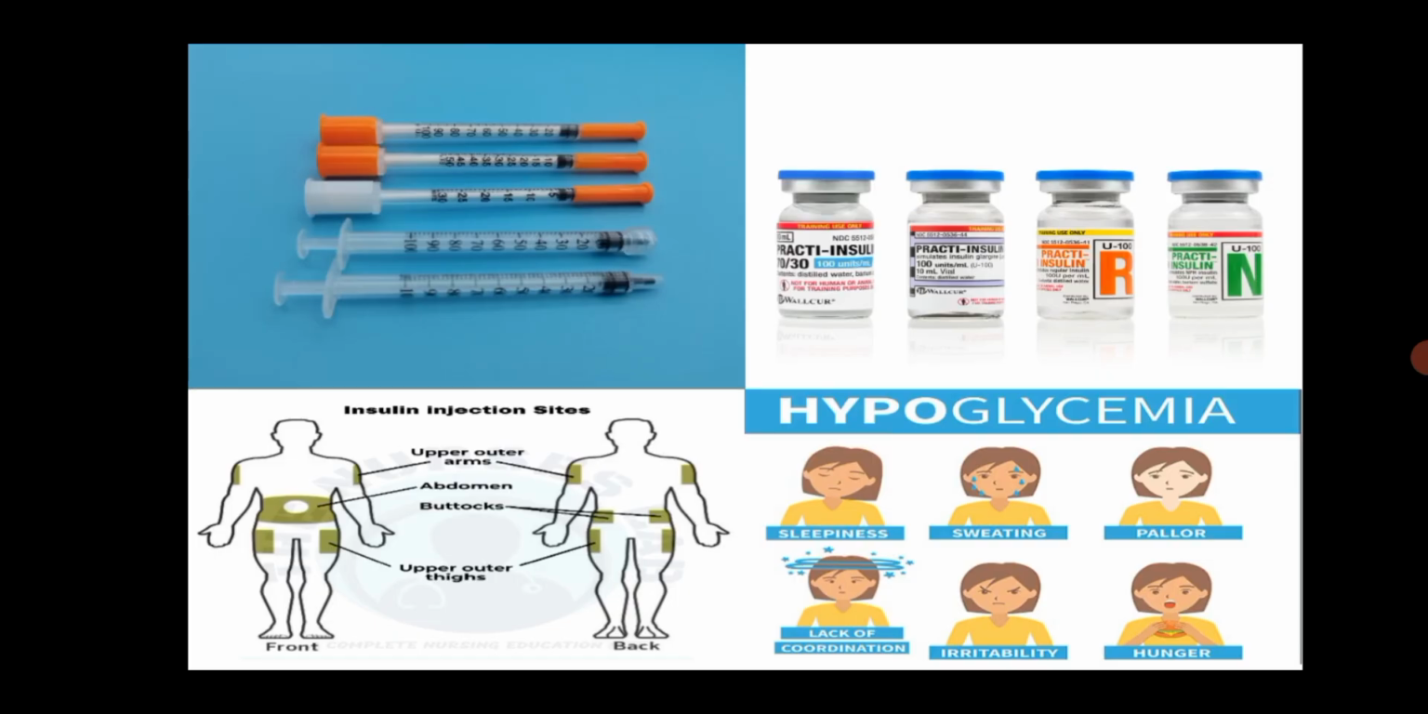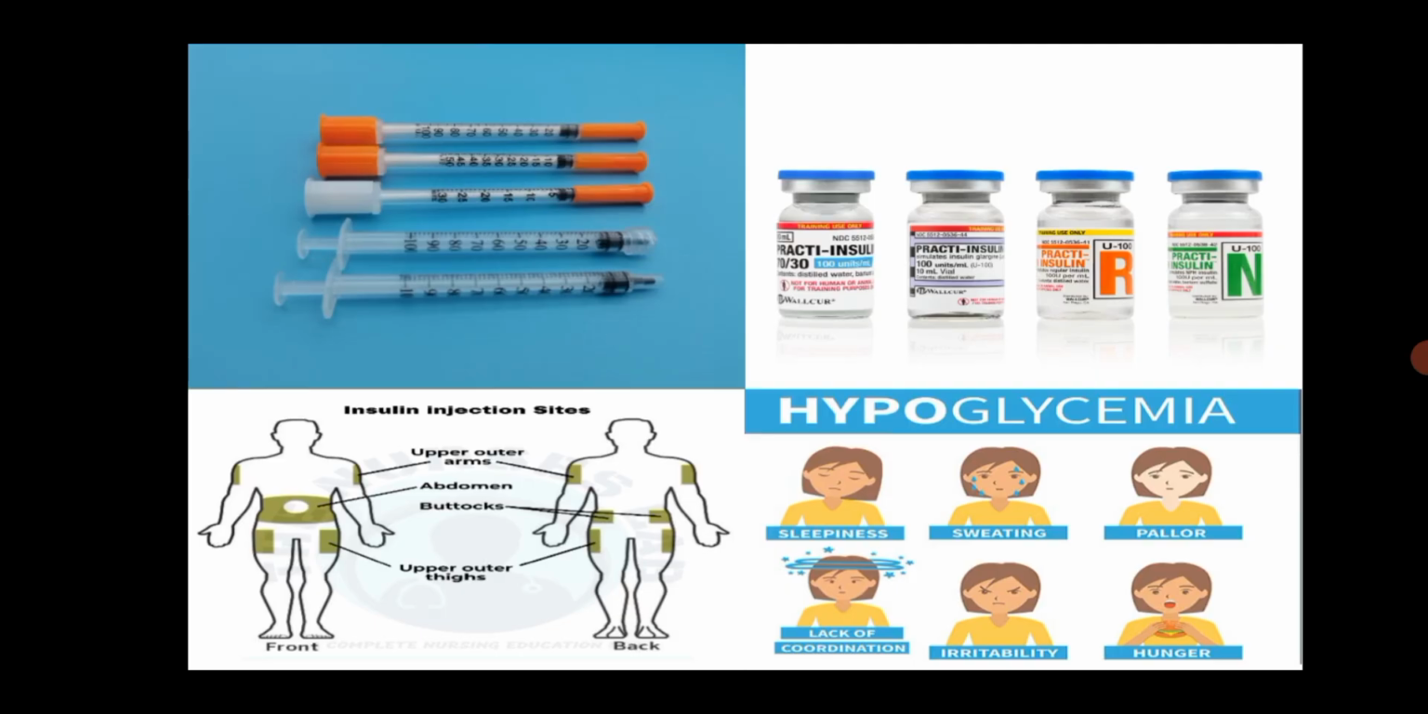Their onset is about 1 to 2 hours, and then usually they have no peak, and then duration is about 24 hours or more. But the good part about this long acting is that they are used for stable blood glucose control, and they have a lower risk of hypoglycemia. That's the good part about this one. Okay, so hopefully that was clear.